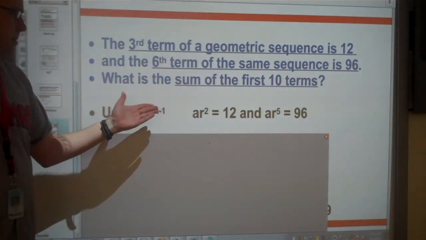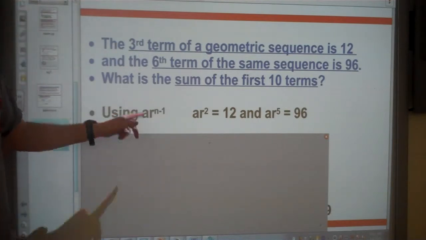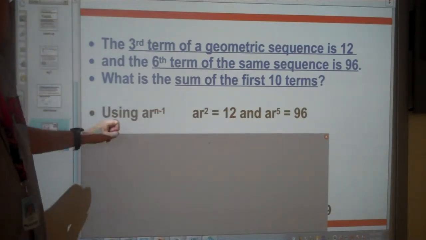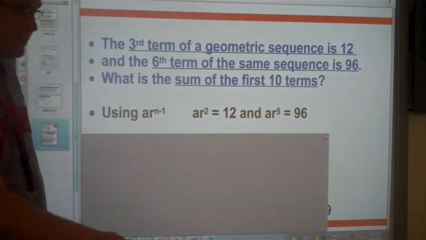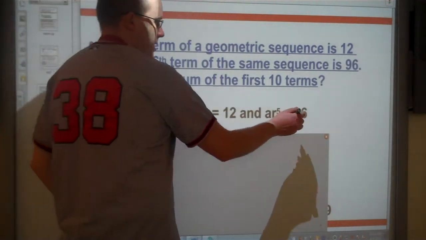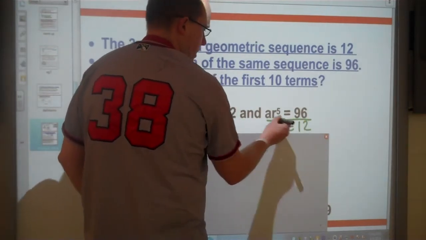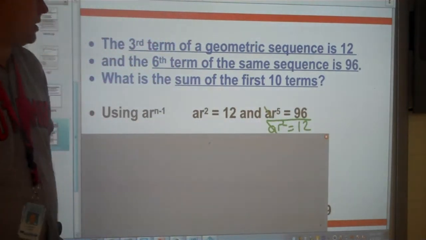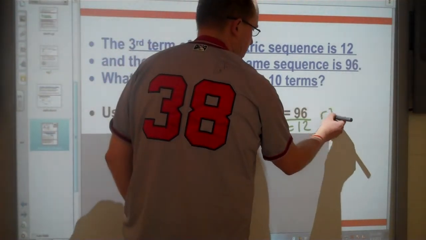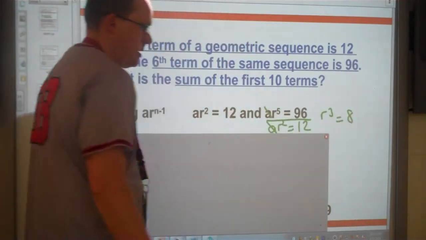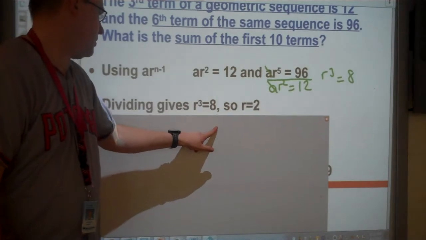So, we know that ar to the n minus 1 is a specific term, so for the 3rd term, 3 minus 1 gives us 2, and we know that the 3rd term is 12. And similarly for the 6th term, 6 minus 1 is 5, so ar to the 5 equals 96. Now, if I divide these 2 equations, then actually I eliminate the a's. r to the 5th divided by r to the 2, 5 take away 2 is 3, so r cubed equals 8, and then r equals 2. So just a very clever way of solving that system of equations.